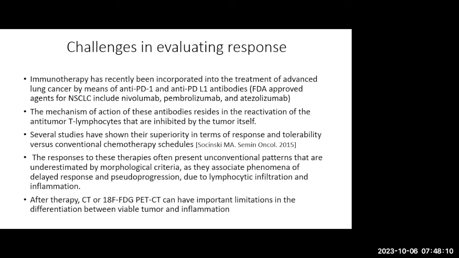And the responses to these therapies often present unconventional patterns. For example, they could be underestimated by morphological criteria, and they may have delayed response and pseudoprogression due to lymphocytic infiltration and inflammation. So in other words, you may have something that appears to be getting worse when in fact it's getting better.